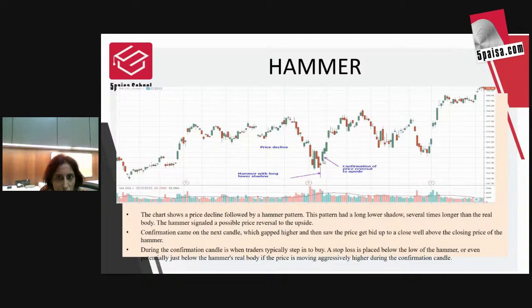During the confirmation candle, which is this, is when traders typically step in to buy. So if you ever happen to see a hammer, look at the candlestick on the immediate next trading day, and if it is green, if it is bullish in color, it confirms the price reversal towards the upside, and that is the time for the buyers to enter. A stop loss is placed below the low of the hammer, or even potentially just below the hammer's real body if the price is moving aggressively higher during the confirmation. These are the kind of traits you should look for, and accordingly have your own position by looking at all these candlestick charts. So this was about the hammer.